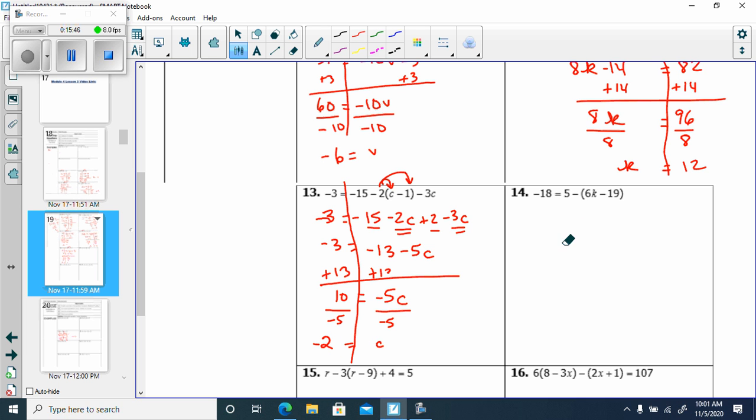Now, I want to do 14 with you because I want to make sure you understand what's going on when you have a negative in front of a distributing situation, okay? Yes. Guys, whenever you've got a negative in front of this and you're distributing, you're distributing a negative 1, okay? Put your 1 in there. Multiplying by 1 doesn't change anything. Negative 18 then is equal to 5 times negative 1 times 6k is negative 6k. Negative 1 times negative 19 is positive 19.